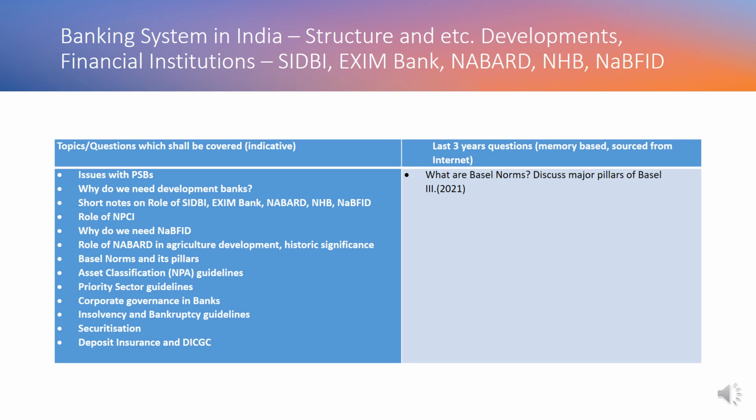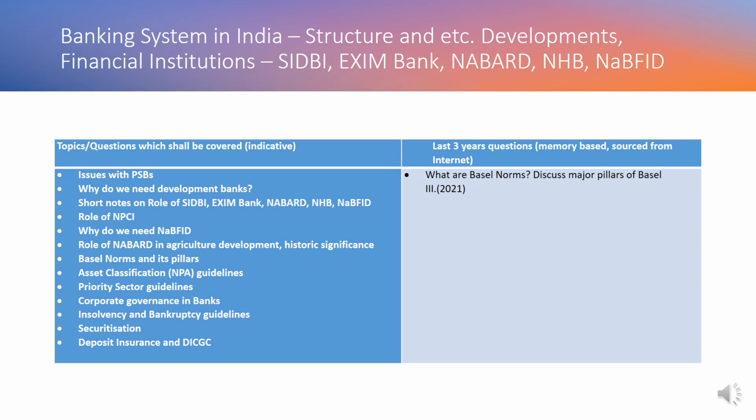Topics which you should cover from these areas are issues with public sector banks. Why do we need development banks? Notes on SIDBI, Exim, NABARD, NHB. Role of NPCI, because NPCI is a very important institution which is taking care of UPI. And then NaBFID, another organization which was set up recently.